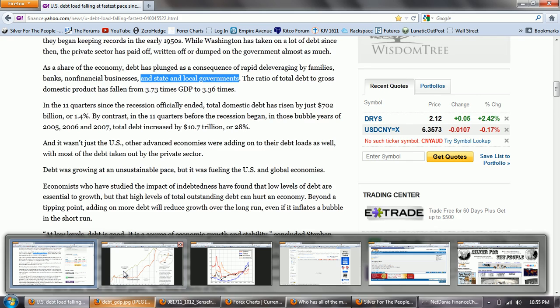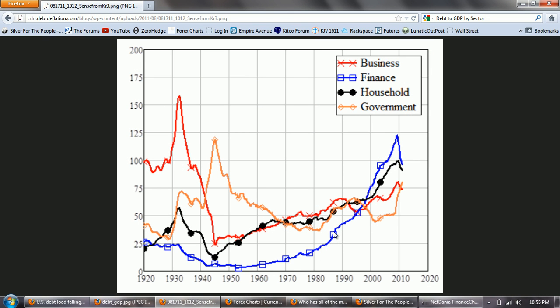So let's look at some of the charts. This is one of the best charts, and this is from debtdeflation.com. This is the most recent one I could find, and it shows you the business, finance, household, and government percentages of total debt. And this is a debt to GDP ratio. So you can see this black line dropping here. This is what the author is referring to. So you can see, I guess he's referring to since 1950.